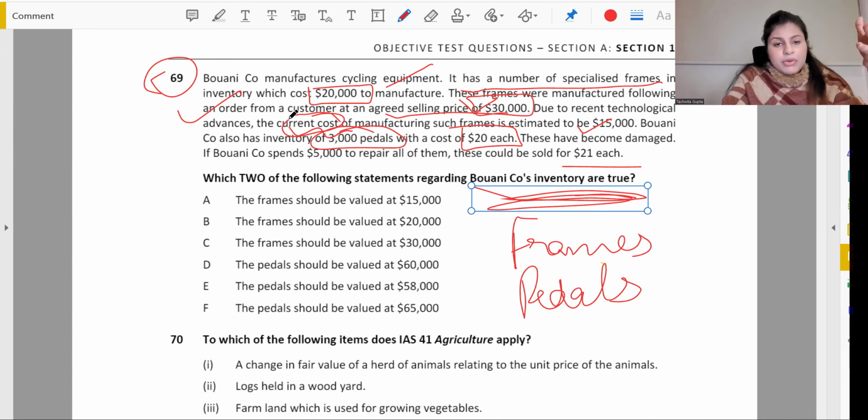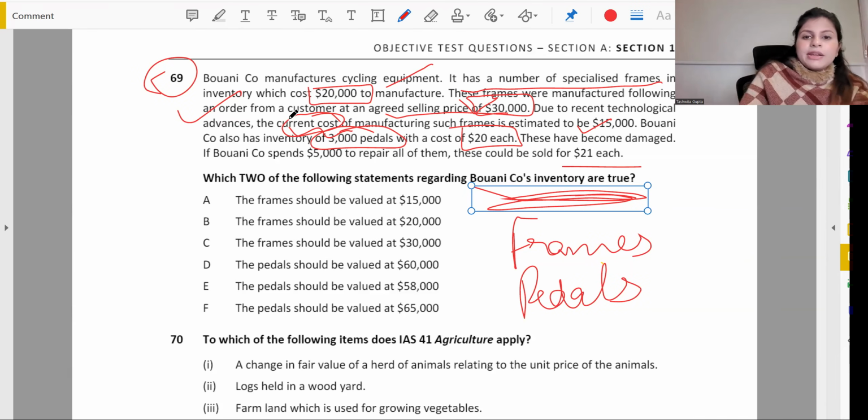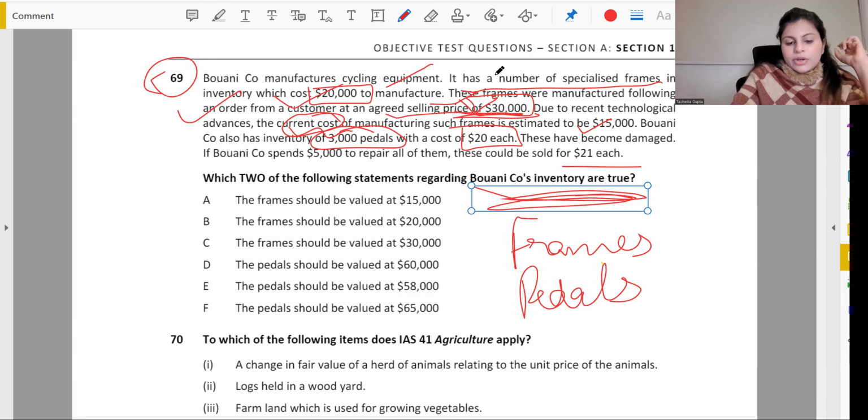If you have an asset, at what price did you buy it? Its current cost does not matter because the fair value is given to us at 30,000. So what is lower, 20 or 30? I should record my frames at 20,000. So where can I see frames valued at 15? No. Frames valued at 20, right? So B option is correct.